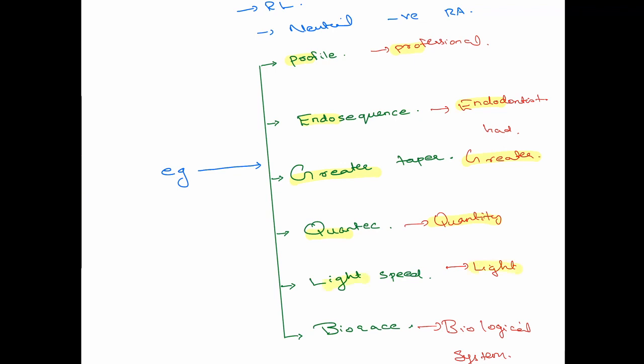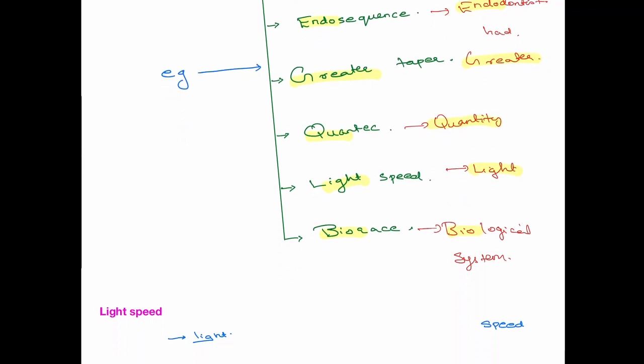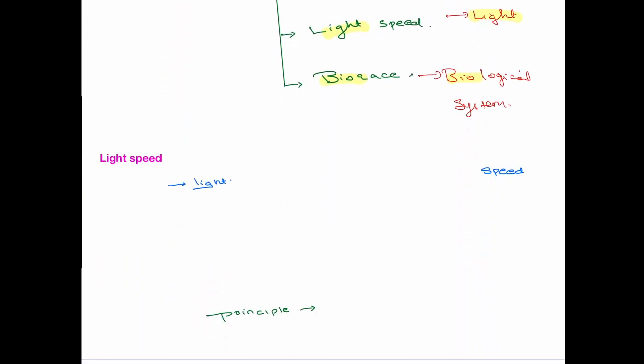And light is Light Speed and biological system is Bio rays. So if you know this much, it is good. This is the first generation system, which had very little cutting efficiency because of radial lands and a neutral or negative rake angle. So this is the general understanding. Then we'll come to the first system, Light Speed.